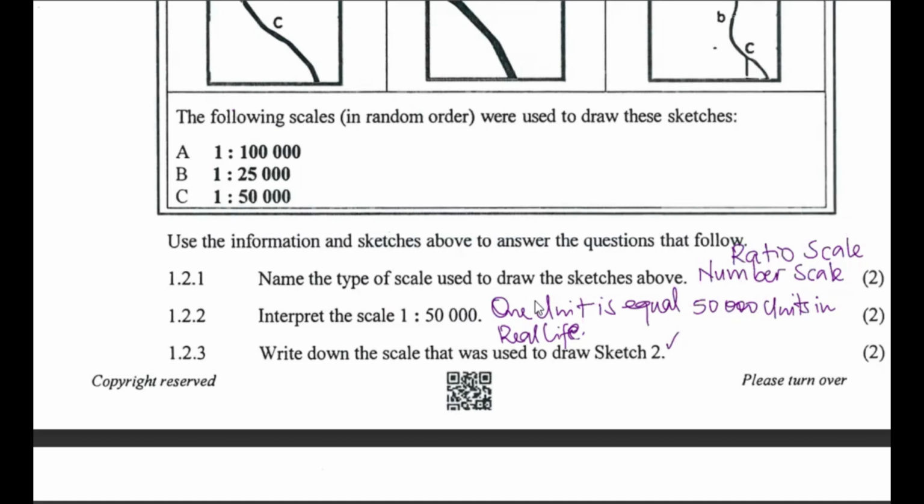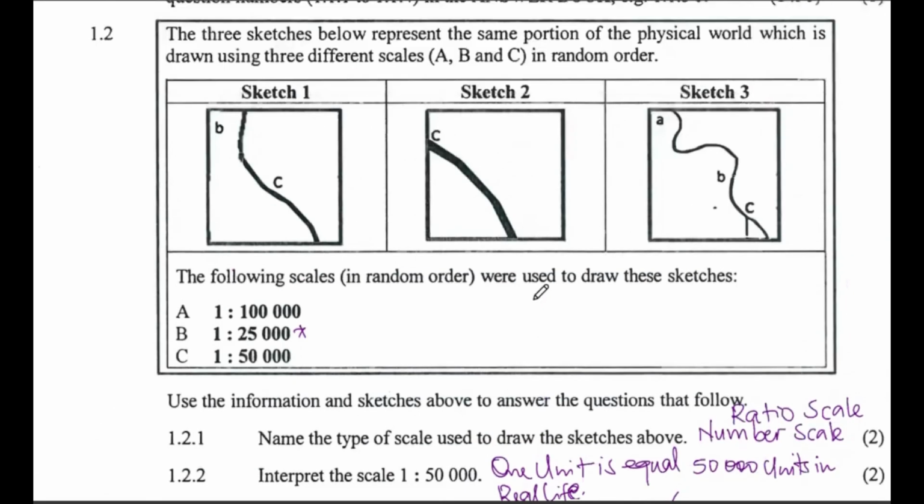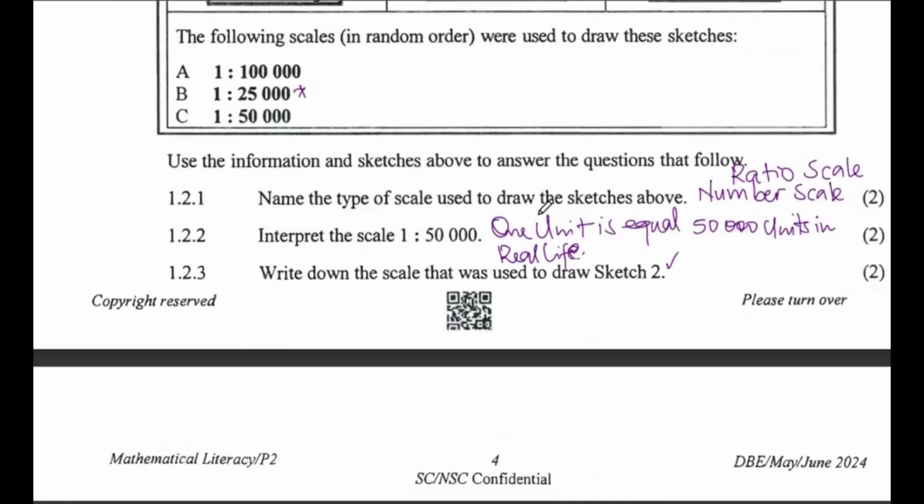So here they're asking us 1.2.3, write down the scale that was used for sketch B. So we shall take the smallest, because the smaller the scale, the bigger the image. When you look at it critically, here it shows C. That means this scale here has been enlarged. So this is the smallest. This was scale B. This is A, and definitely this is C. So scale B was used here.